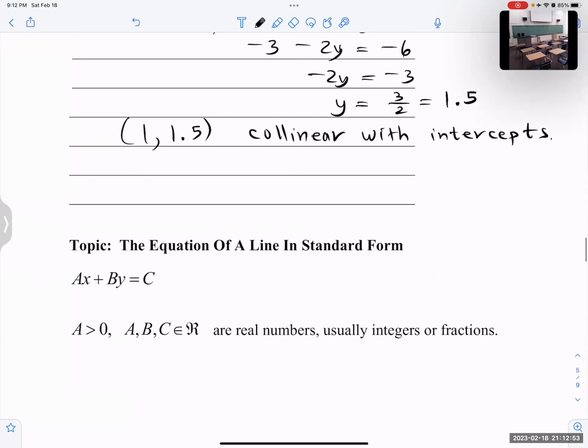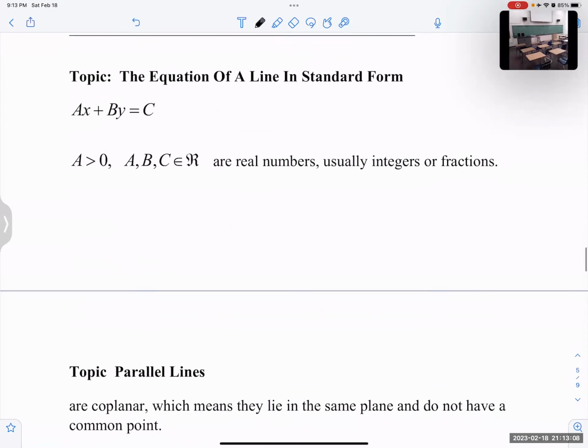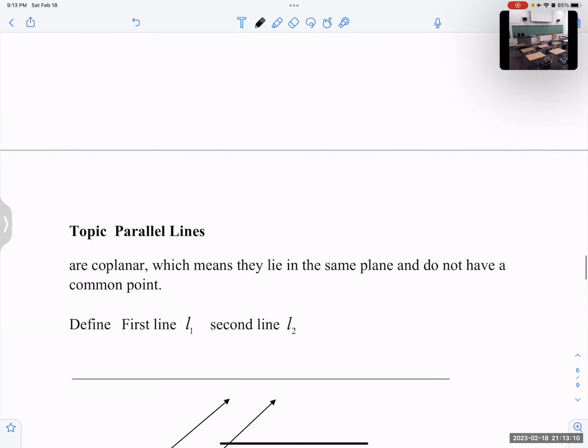The equation of a line in standard form is ax plus by equals c. A is a positive number greater than 0. A, b, and c are real numbers, and they're usually integers or fractions. Parallel lines are coplanar, which means they lie in the same plane and have no common point, no intersection point.